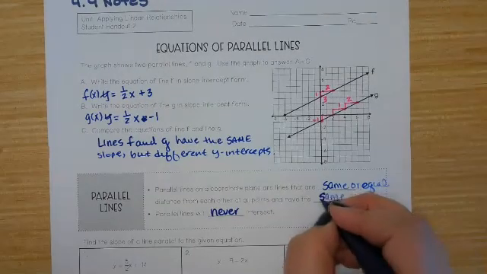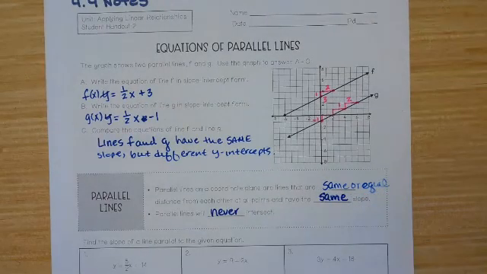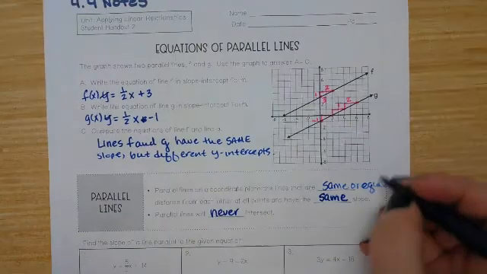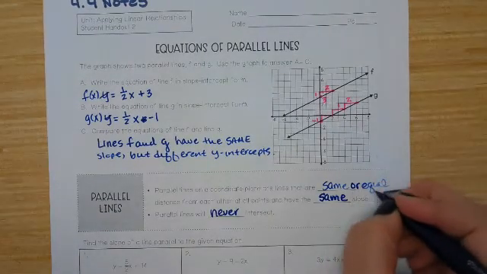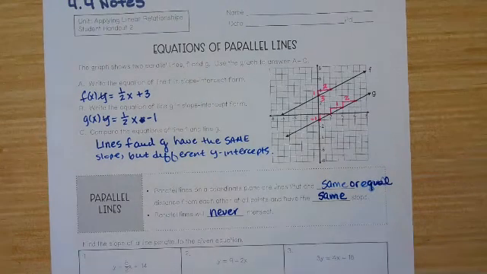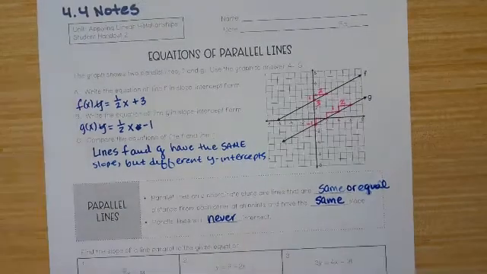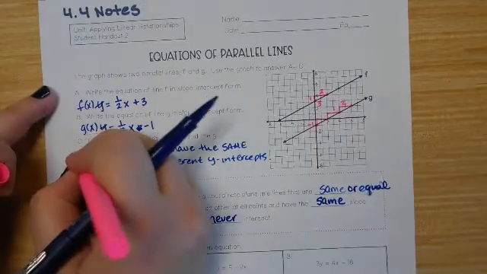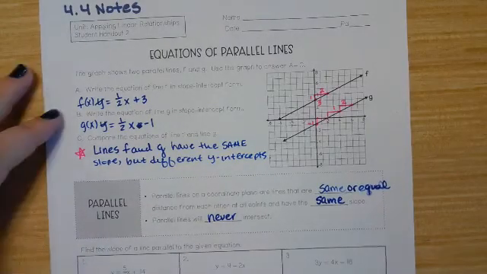So let's go ahead and write that in. They always have the same slope. They're always the same or equal distance. And they'll never intersect each other. But the big thing that causes all of this to happen is in the equations. The key feature there is that they have the same slope but different y-intercepts.